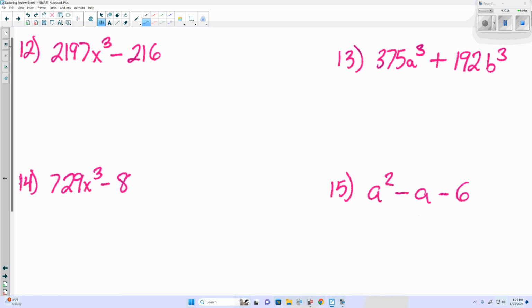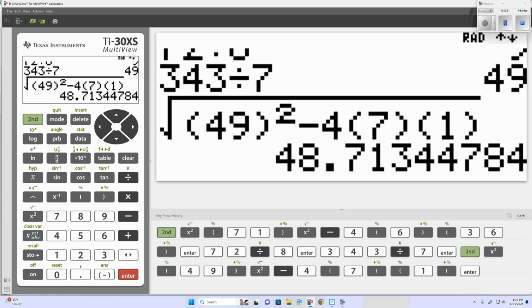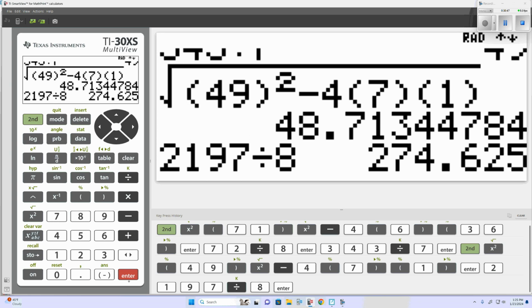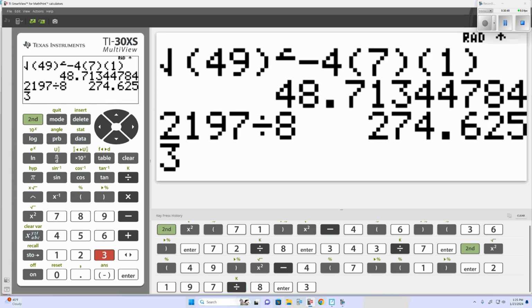Is there a greatest common factor between 216 and 2,197? I'm going to say 8. Let me check that on the calculator. Dang it. What's going on?